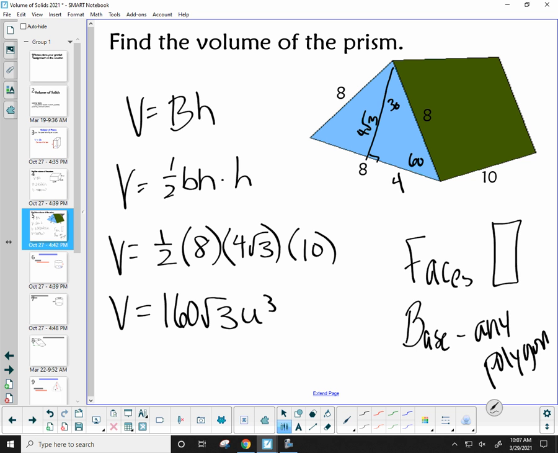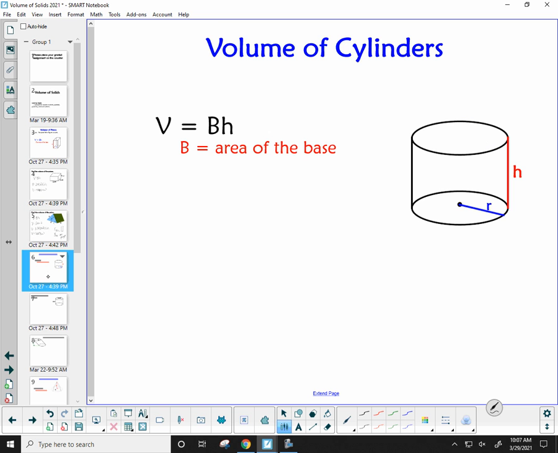And remember, we name it by its base. So if it's a triangular prism, that means the base has to be a triangle. If it's a pentagonal prism, the base has to be a pentagon. Are we good? All right. Next shape is a cylinder.